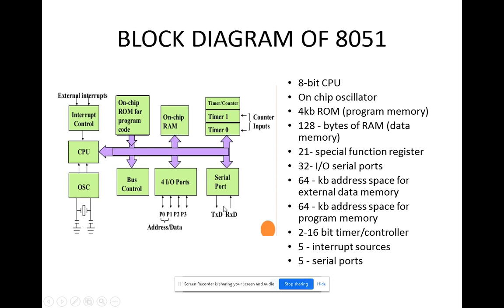Then the serial port. Here you will be having 2 pins, one for transmitting and one for receiving. So you can transmit the data in a serial manner, bit by bit, or receive the data from the external device to the 8051 as well as from the 8051 to another external device. Here you will be having timer or counter devices. Here you will be using two timers, timer 0 and timer 1, which can be used as counters also.